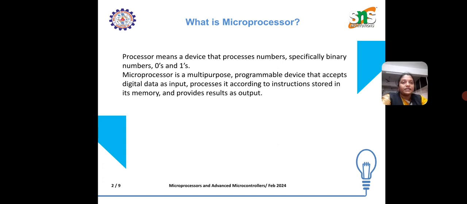Processor means a device that processes numbers, specifically binary numbers, zeros and ones, because the computer knows only machine language, zeros and ones. So a microprocessor is a multi-purpose programmable device that accepts digital data as input, processes it according to the instructions stored in its memory, and provides results as output. It covers the central processing unit contained on a single chip, that is, a single chip or IC. It's mainly designed to execute instructions and perform calculations for various computing tasks.